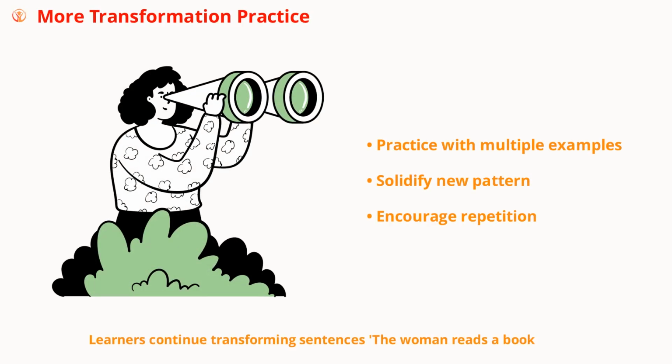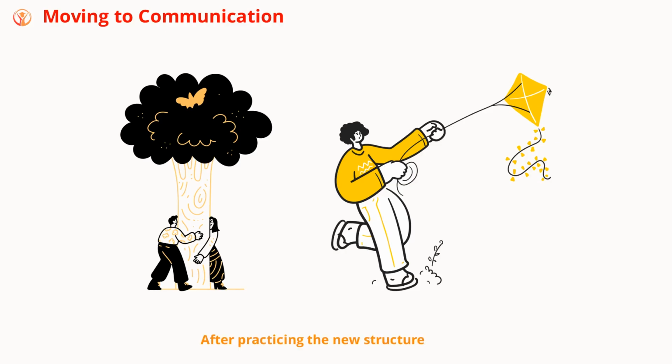Learners continue transforming sentences. "The woman reads a book" becomes "The woman is reading a book," and "The students study English" becomes "The students are studying English." This repeated practice helps solidify the new grammatical pattern in learners' minds. After practicing the new structure, learners are ready to use it in meaningful communication.